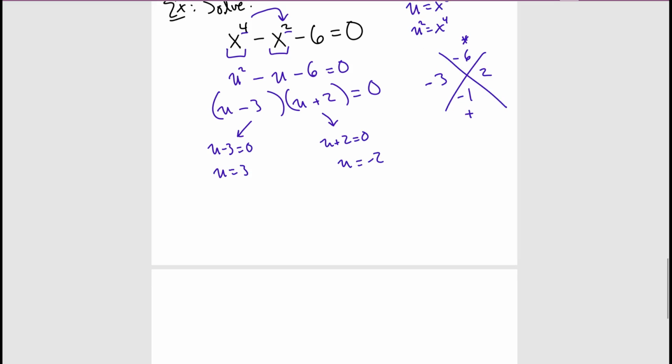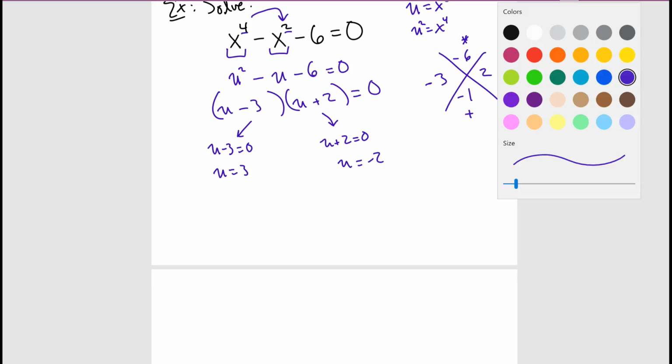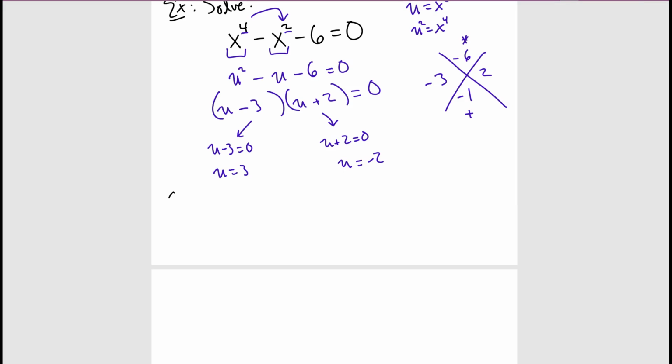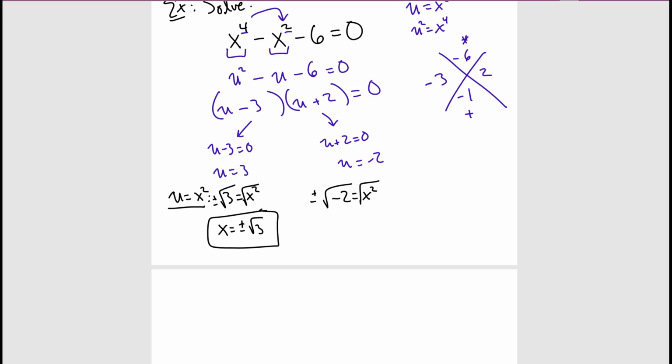Okay, so now remember, this is not the answer because we want them in terms of x. In terms of x, we had that u was equal to x squared. In this case, u was 3, so I'm going to say 3 is equal to x squared. Take the square root of both sides and add plus or minus. x is equal to plus or minus square root of 3. Here, same thing. I'm going to take negative 2 is equal to x squared, since u was equal to negative 2. Take the square root of both sides and add plus or minus. x is going to be equal to plus or minus i square root of 2. Okay, and that's my solution for that one.